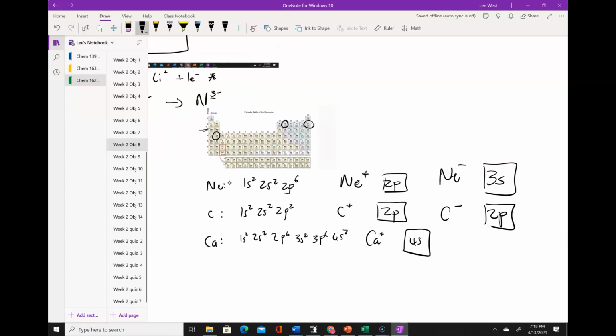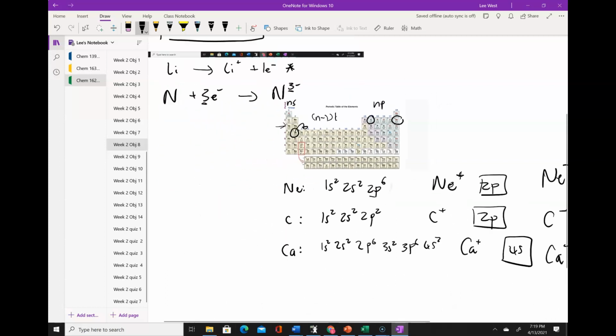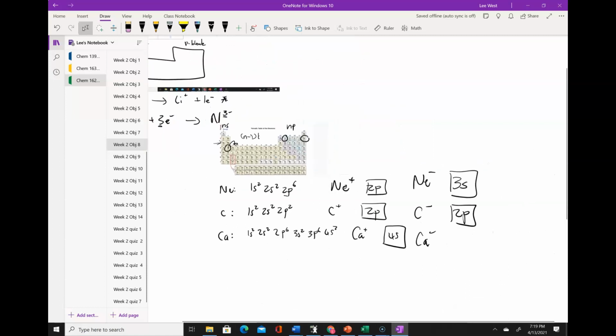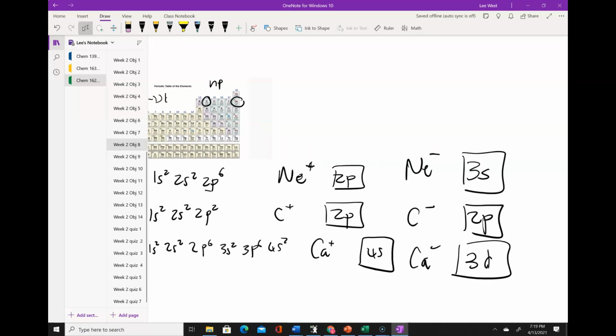For calcium, if I want to add an electron to the neutral atom, I can't put it into the 4s. I've got to go to the next orbital over because the 4s is already full up. So I've got to go to the 3d. Remember, it's n minus 1 d, and then ns and np. So the next one after 4s, it goes 3d. So when you're adding the electron, you might have to start the next subshell if the subshell is already filled up.